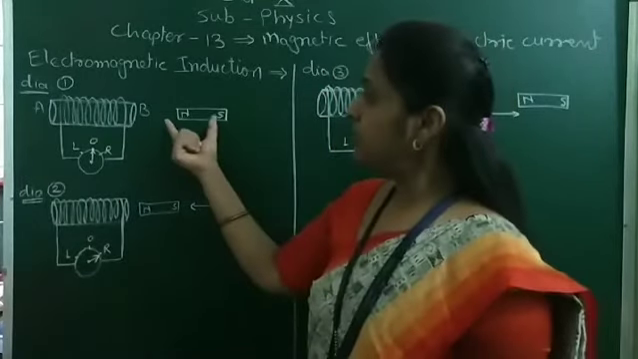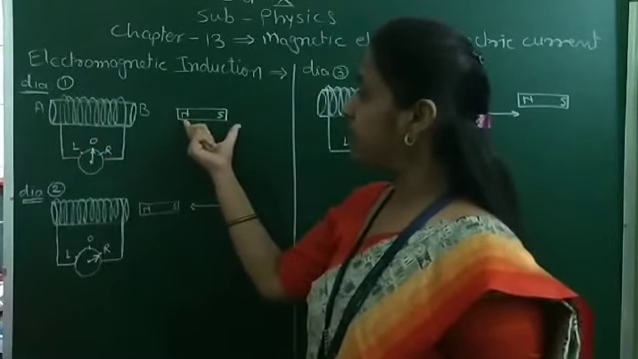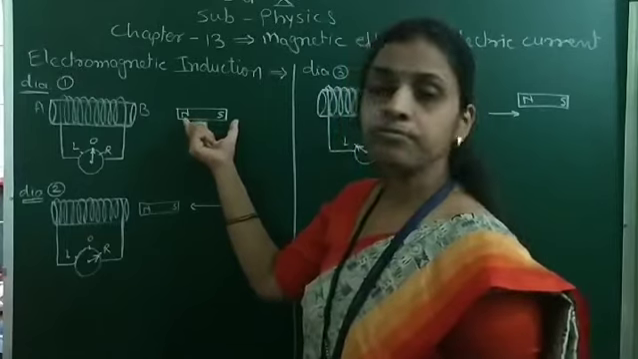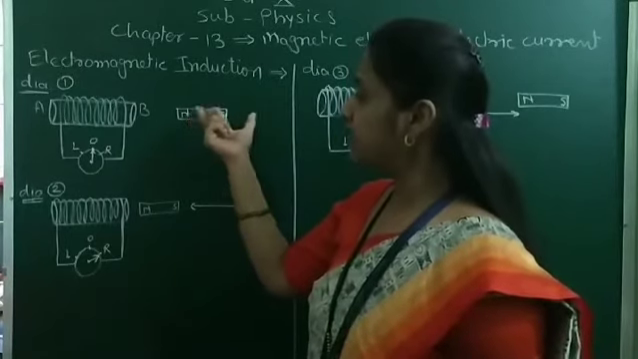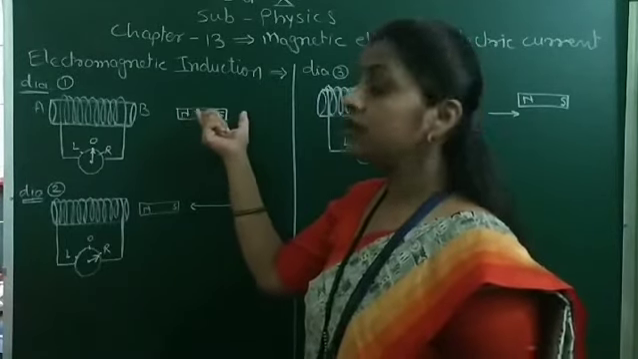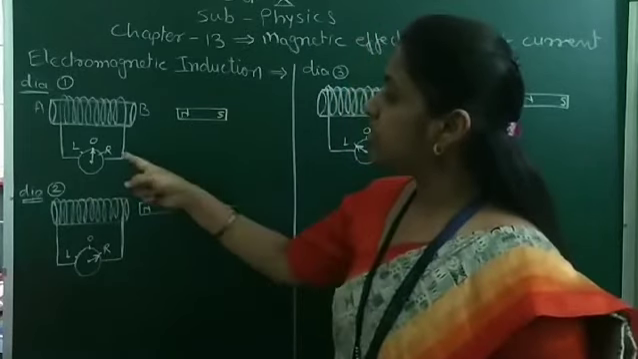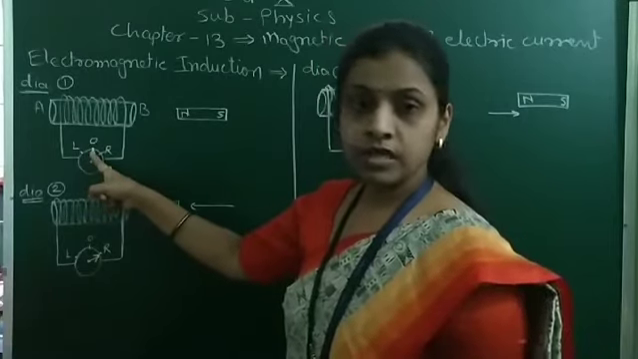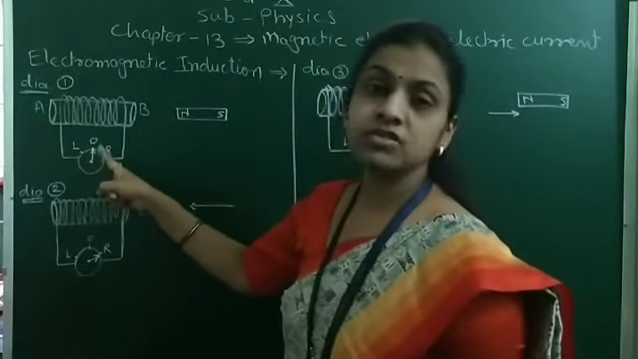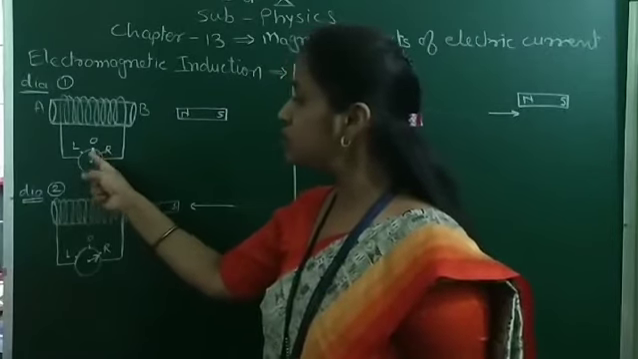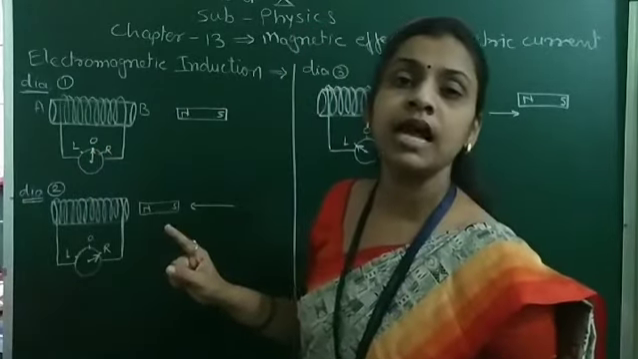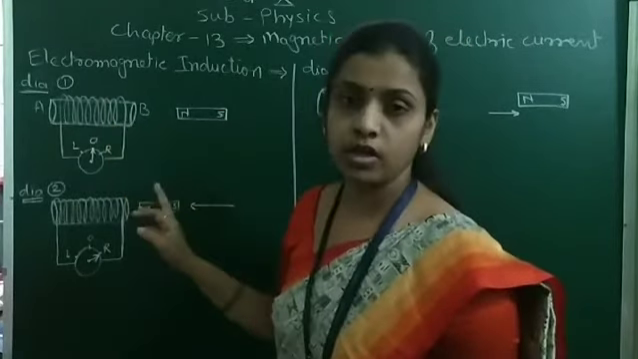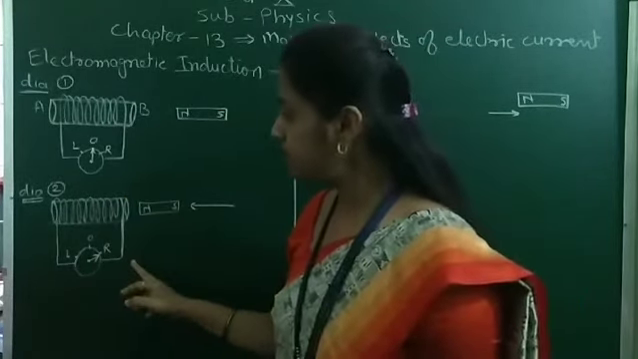Now initially in the first diagram, the bar magnet is stationary. We just place the magnet near the coil; it is not moving. So what is the deflection in the galvanometer? The deflection in the galvanometer shows 0. Zero means there is no presence of current. Whenever the galvanometer shows 0 deflection, it means that there is no current flowing through the coil. Now come to the second diagram.